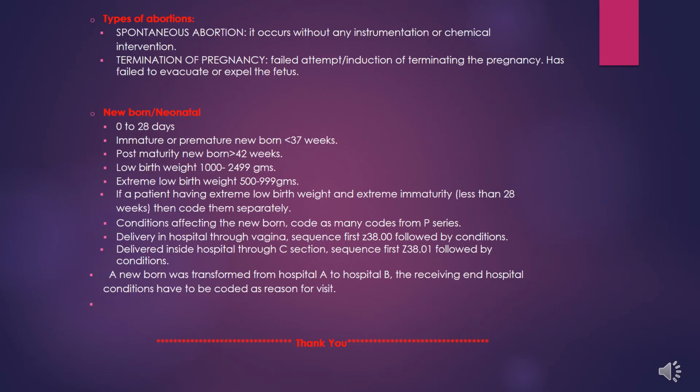Delivery in hospital through the vagina: sequence Z38.0 first, followed by conditions. Delivered inside hospital through C-section: sequence Z38.01 first, followed by conditions. If a newborn was transferred from hospital A to hospital B, the receiving hospital's conditions have to be coded as the reason for visit.